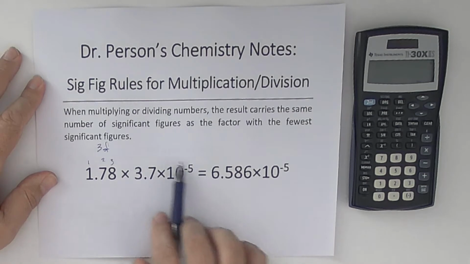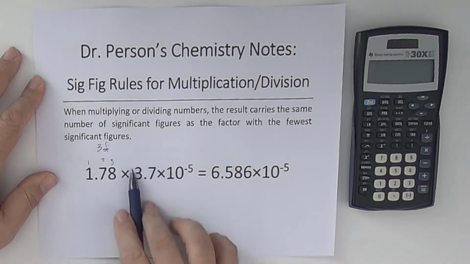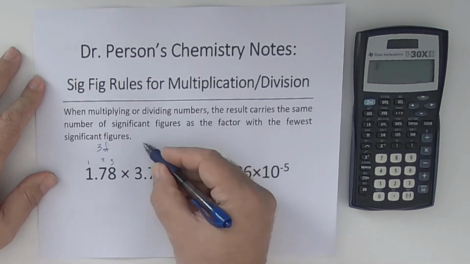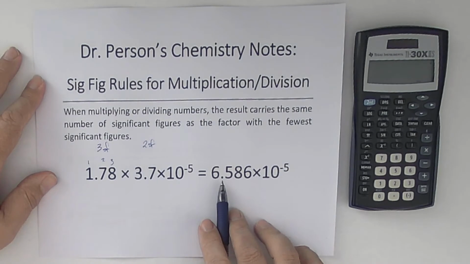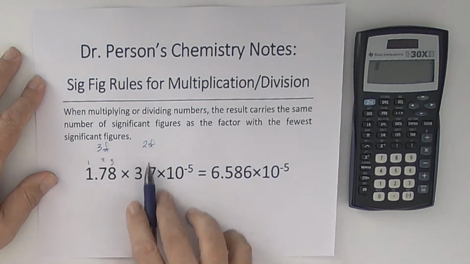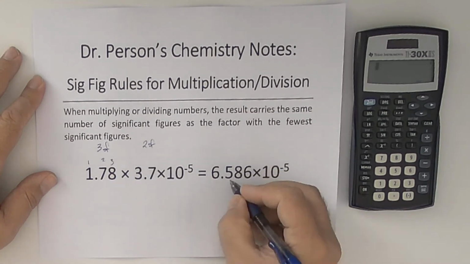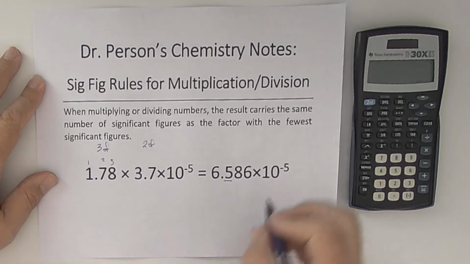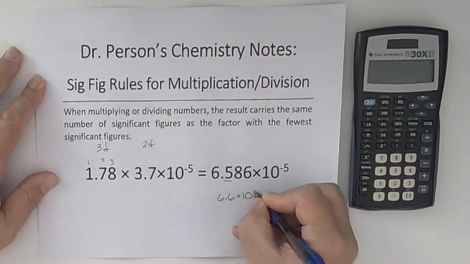3.7 times 10 to the negative 5. So this is scientific notation. We'd look at the decimal here. 3.7 should have 2 significant figures. When I get to my answer, the number with the fewest significant figures is 3.7, which has 2. My answer should have 2 significant figures, 6.6 times 10 to the negative 5.